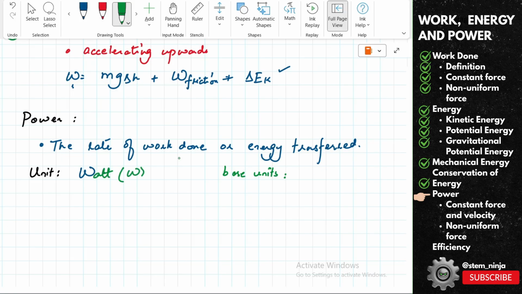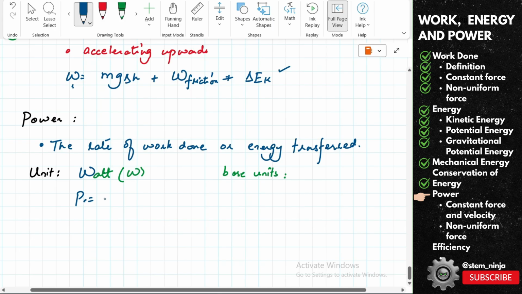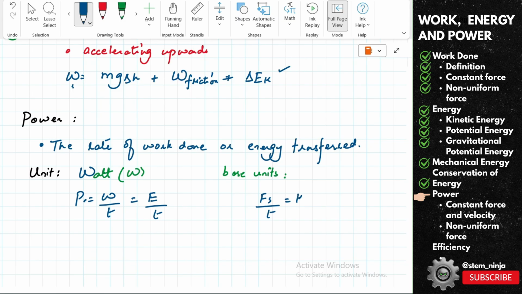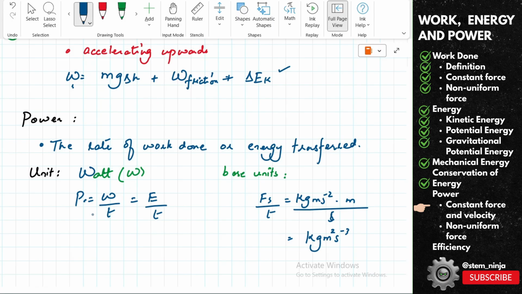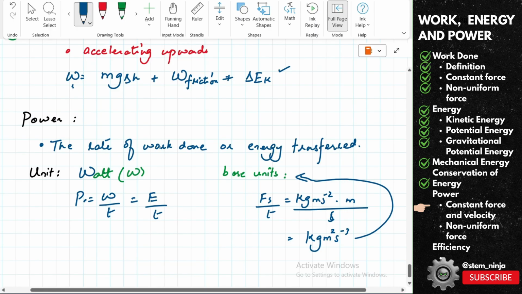W. So let's first write the formula for that. Power is equal to work over time, or energy per unit time. So for the base units, work is Fs, so kg, meter per second squared, times meters, divided by s. So this becomes kg meter squared second to the power minus 3. So the base units would be this.